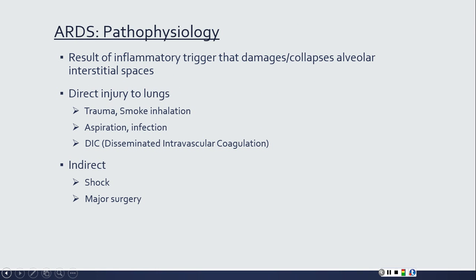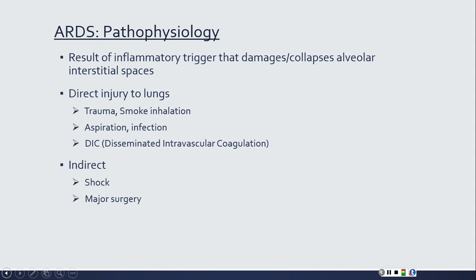All right. So some of the pathophysiology. ARDS is a result of inflammatory triggers that damage and collapse the alveolar interstitial spaces. So if we have the alveoli collapse, what happens? No gas exchange is going to occur there. Okay. This can be the result of direct injury to the lung or lungs through trauma or smoke inhalation. And this is acute. What type of smoke are we talking about here? We're talking about like smoking.